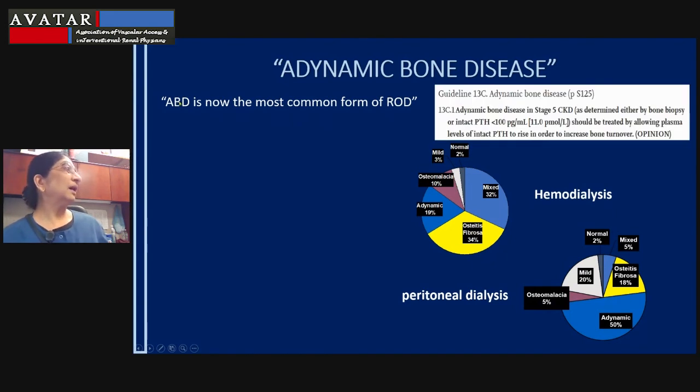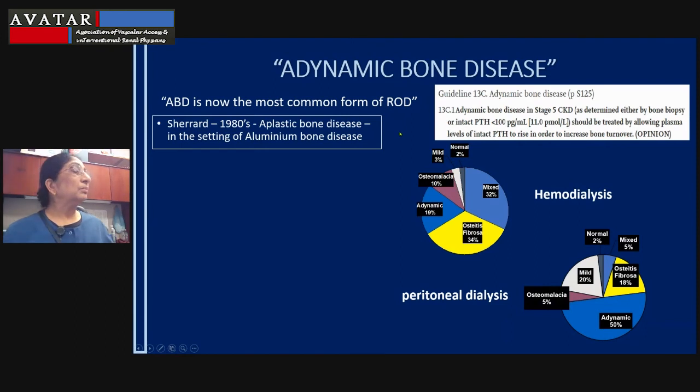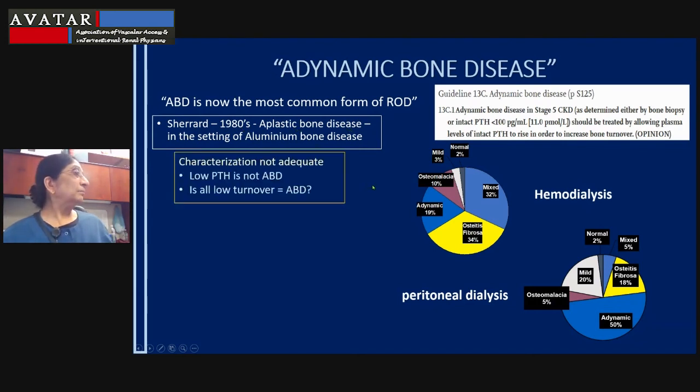However, many of the studies that have looked at the prevalence of adynamic bone disease have not looked at histology, but actually gone by low PTH levels to indirectly term a diagnosis as adynamic bone disease. And there's therefore a lot of imprecision in diagnosis of adynamic bone disease. Now, we should go back in history to see where adynamic bone disease was described. This was first described by Sherard in the 80s as aplastic bone disease in the setting of aluminum bone disease. We know that the characterization of this condition is not adequate.